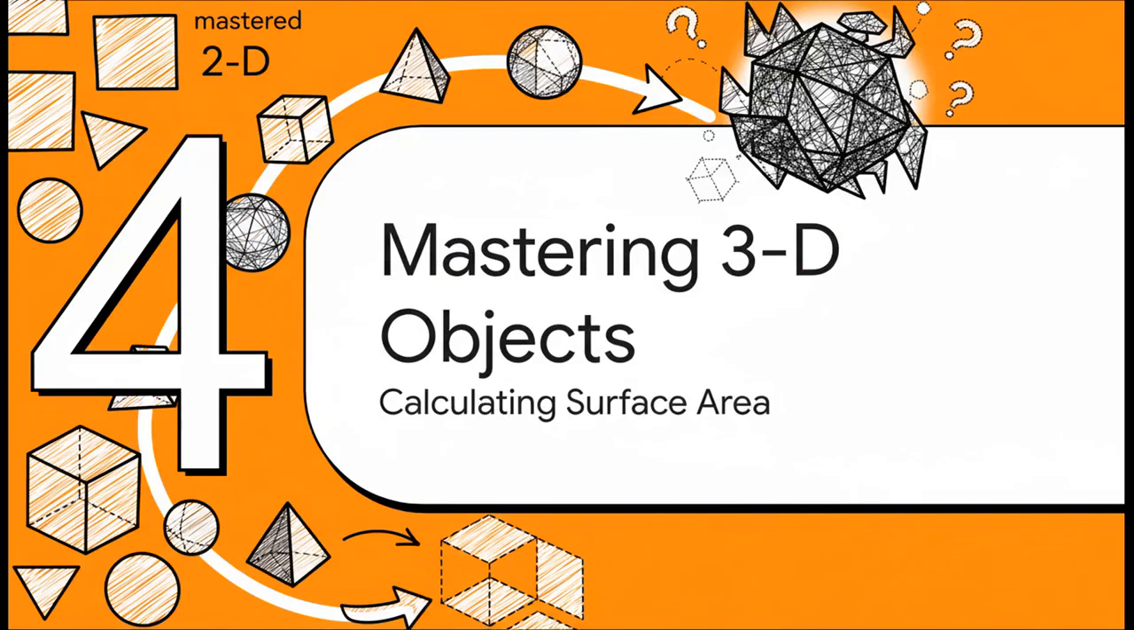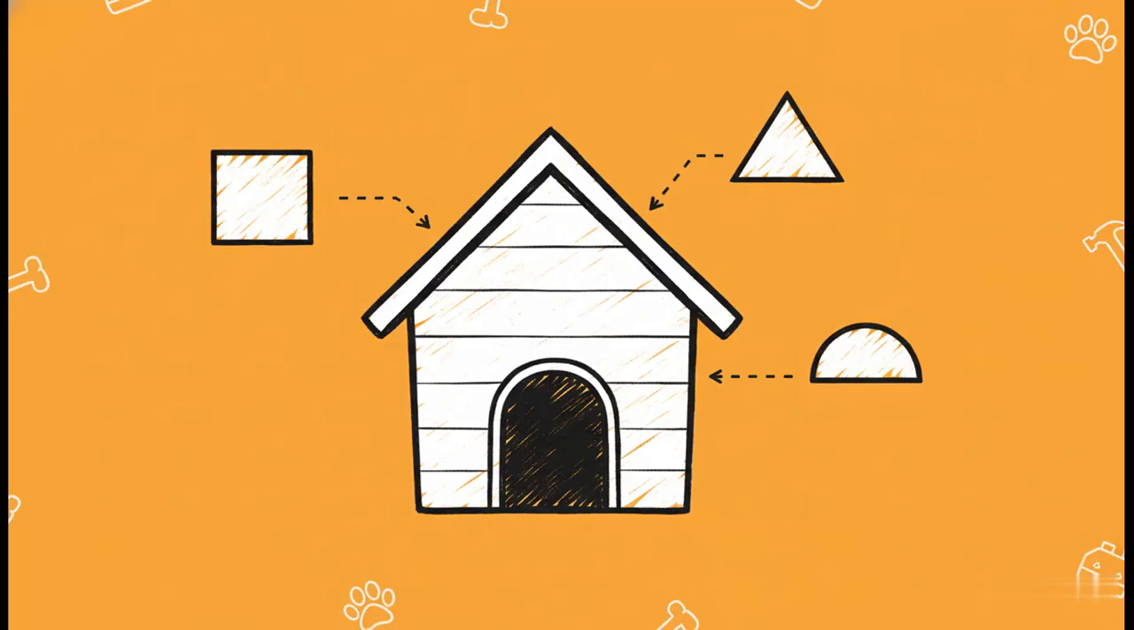Done. Okay, you've totally mastered 2D, so I think it's time to level up. Let's move on to what feels like the final boss, calculating the surface area of a 3D object. I know it looks intimidating, but trust me, you already have all the skills you need. That secret strategy, it works here too. So meet our challenge, a custom doghouse. It's got a square body, a peaked roof, and a cool curved entrance.